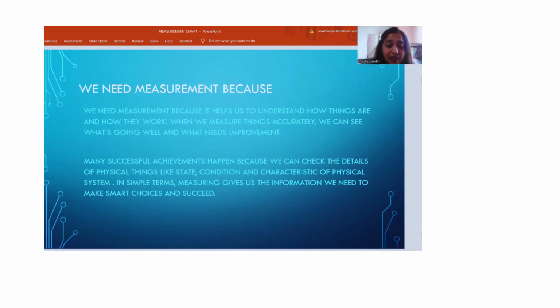Suppose we are given two instruments and we have to choose. So we will see their efficiency. Efficiency is based on the accuracy. And for the accuracy, we have to know the current state of the system, correct? So the current reading of the system will be known by measurement.